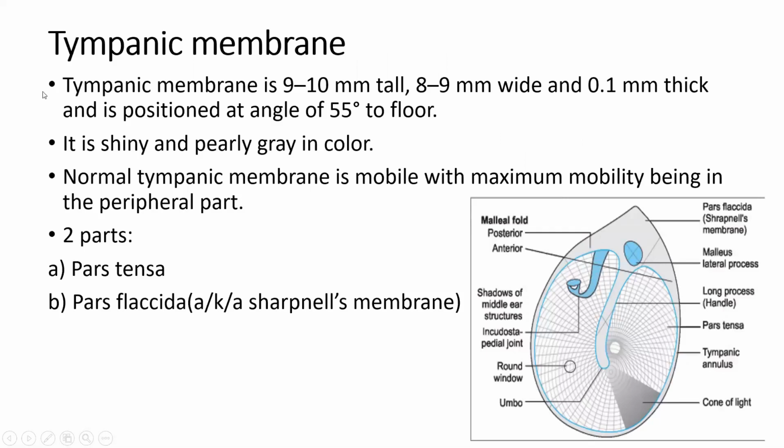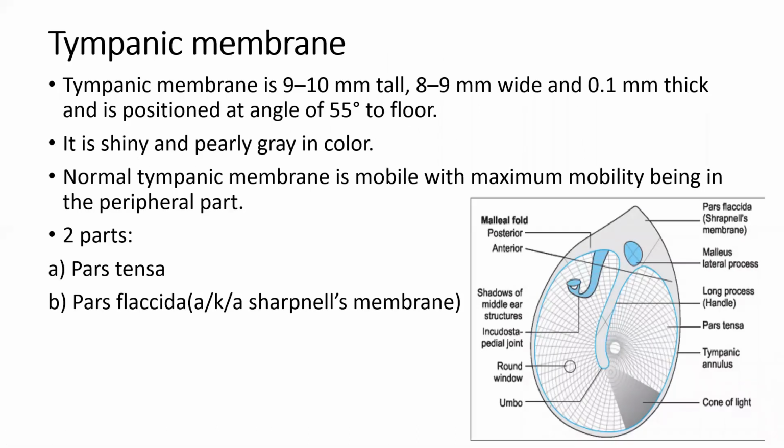So the last part of the external ear is the tympanic membrane, and the tympanic membrane is 9 to 10 millimeter tall, 8 to 9 millimeter wide, and 0.1 millimeter thick. So imagine that 0.1 millimeter thickness. It is a very thin structure that is present in the ear, and it is positioned at an angle of 55 degrees to the floor. So it is inclined in position. This is not placed straight. This is placed at a certain inclination of 55 degrees. It is shiny and pearly gray in color.